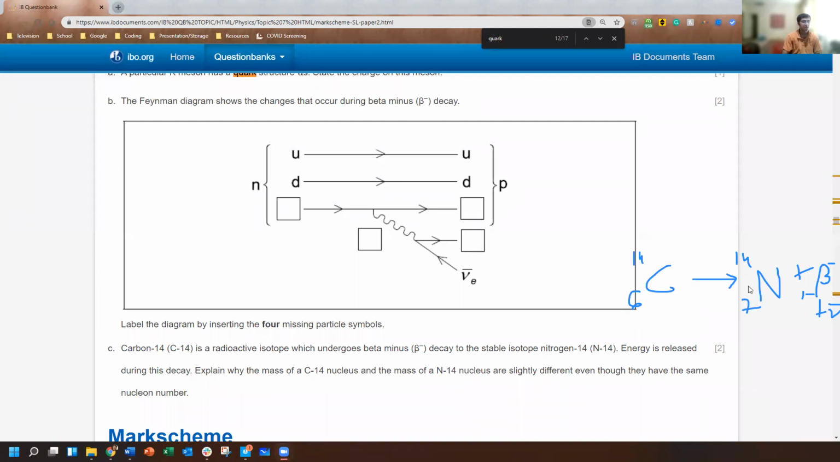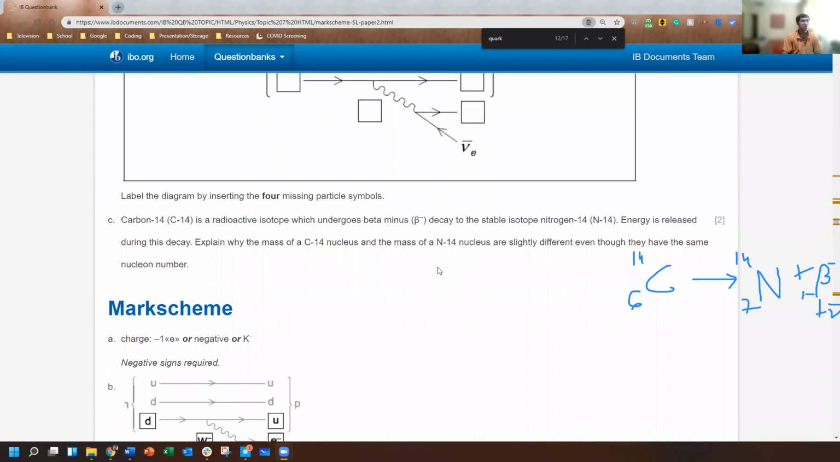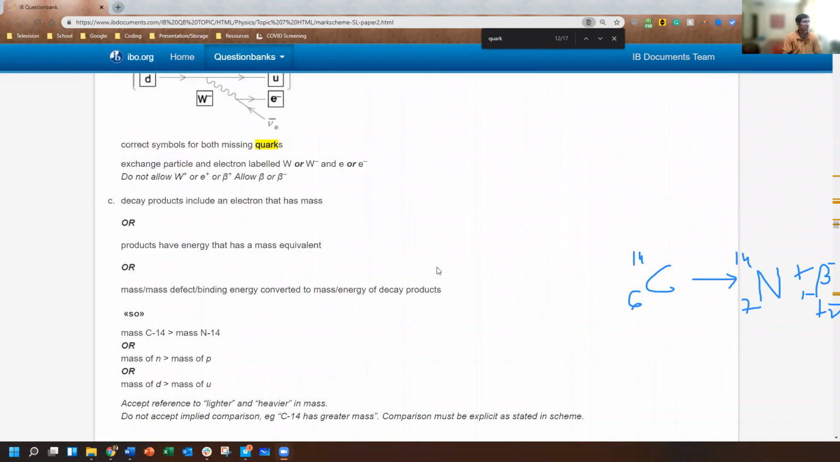Nitrogen does have more protons, so I don't get this. Let's see, the mass. Okay, I see. The masses are different because carbon 14 initially had all the mass. That mass gets converted into the mass of nitrogen and the mass of an electron. Because the electron occupies mass, the nitrogen mass is going to be less than the carbon mass.